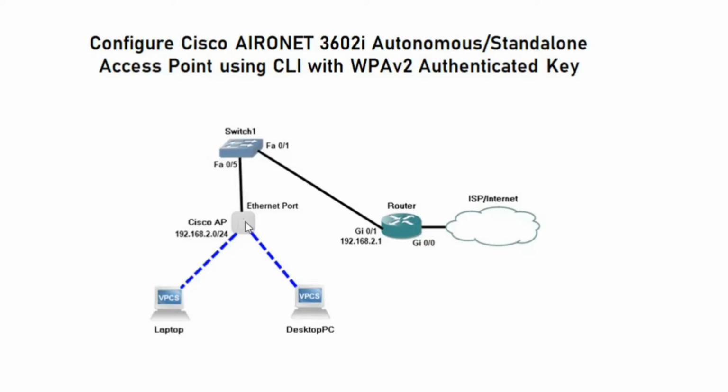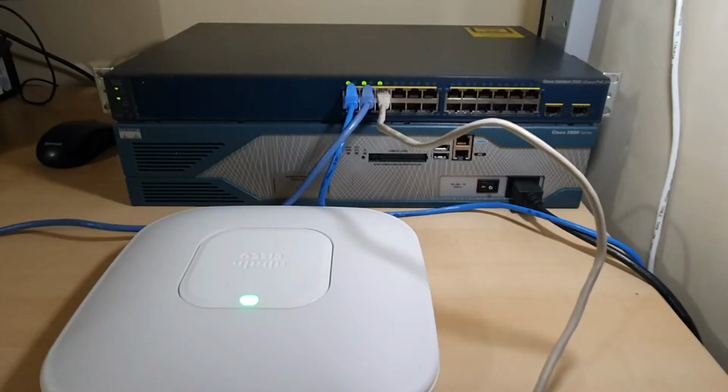Once the configuration on the Cisco access point is done, we'll connect my laptop and desktop PC to the SSID of the Cisco access point, and finally we'll check the connectivity and browse the internet. I'll go to the next step.